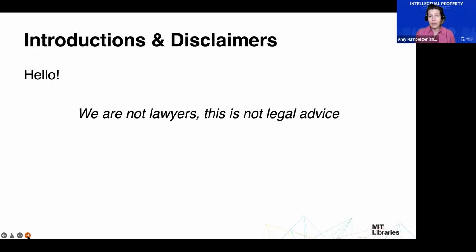First thing I want to put out there straight up, we are not lawyers. This is not legal advice. There are a bunch of services and supports available at MIT that are staffed by lawyers who can give you legal advice, and this will help you sort through which of those resources you should go to for which questions, how they might be able to help you, what are the things you should have in mind as you go seek out those services.